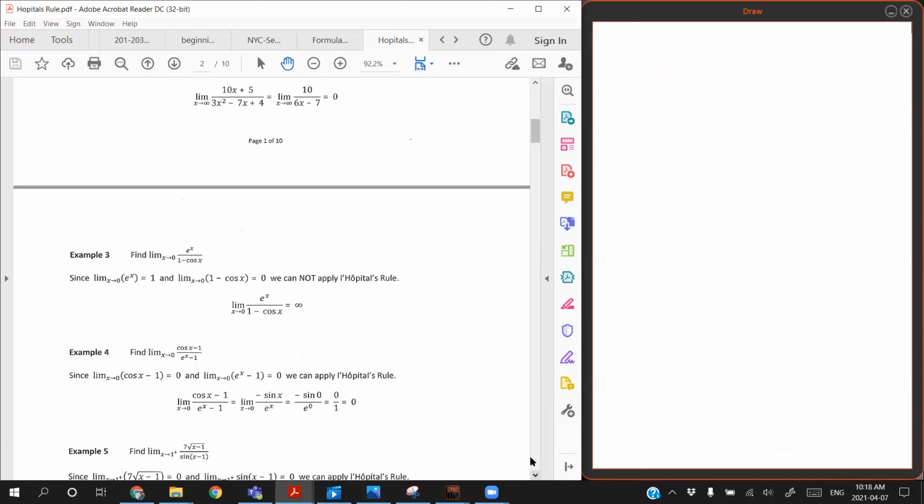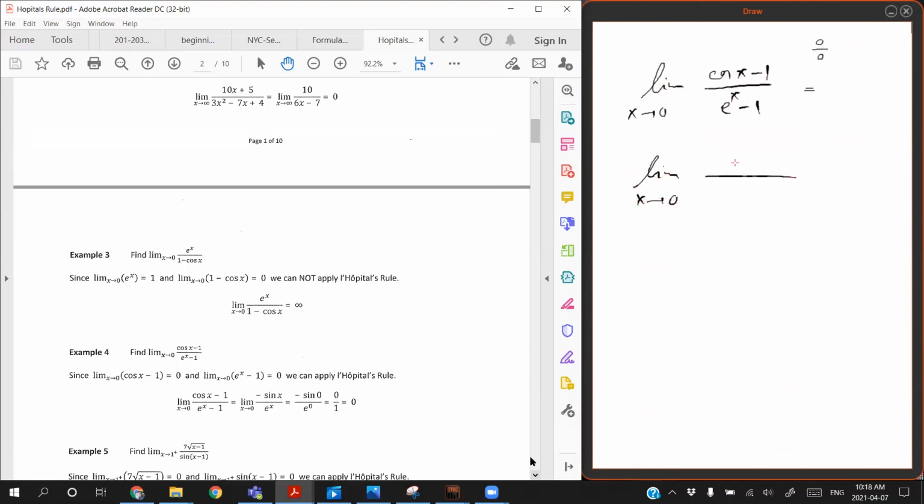Okay. Now let's take a look at another example where you can use L'Hopital's rule. Cos x minus 1 over e to x minus 1 as x approaches 0. Now in this case, if you plug in 0, you get cos 0, 1, 1 minus 1, 0 on top, and e to the power of 0, 1, 1 minus 1, 0 at the bottom. Okay, so we can use L'Hopital's rule.